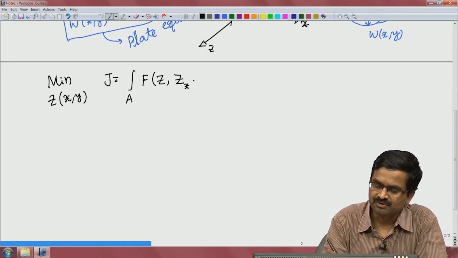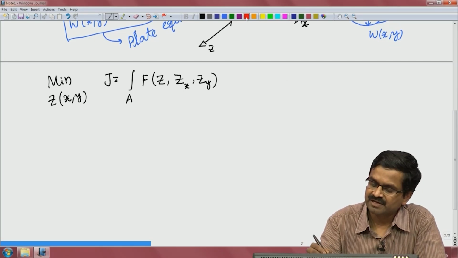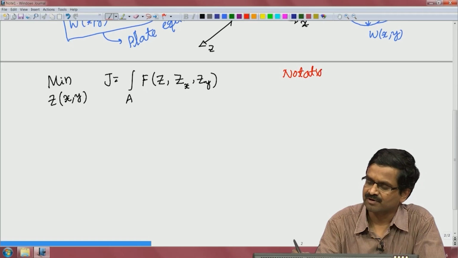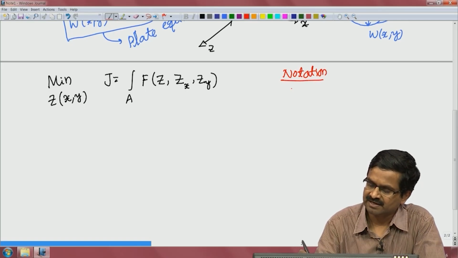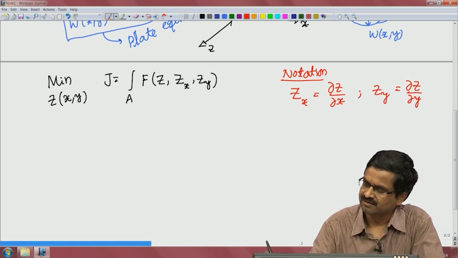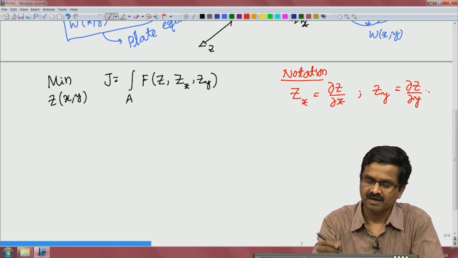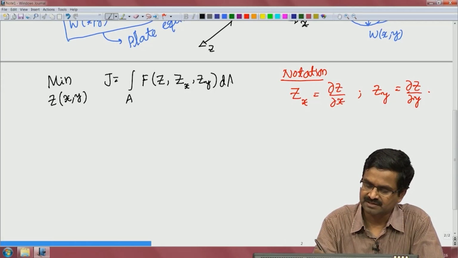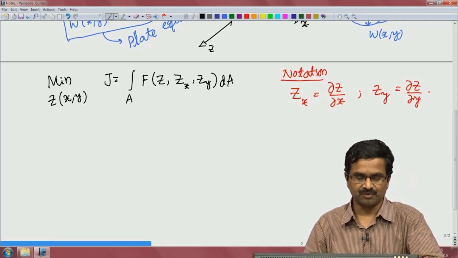and I will use this notation because we will have lots of things to write. The notation that we are using from now onwards, when I write z sub x, it means dou z by dou x, likewise z sub y equal to dou z by dou y, and here we have to complete the dA. This is the problem we want to solve.